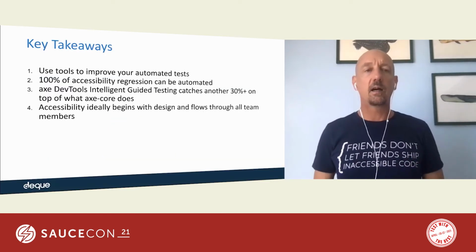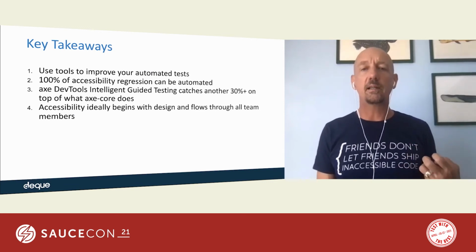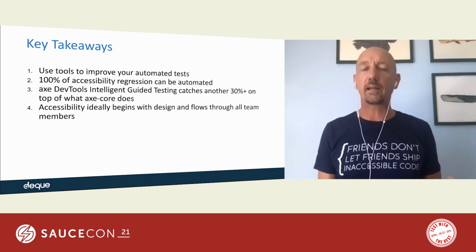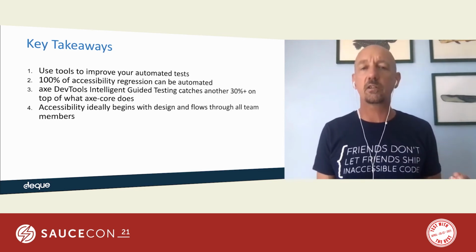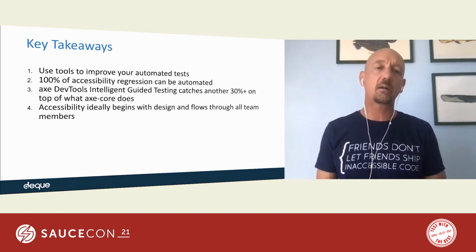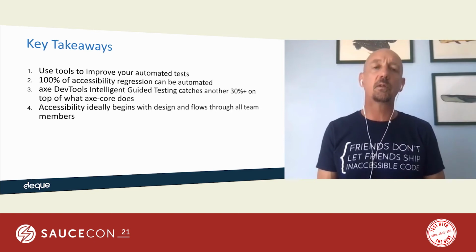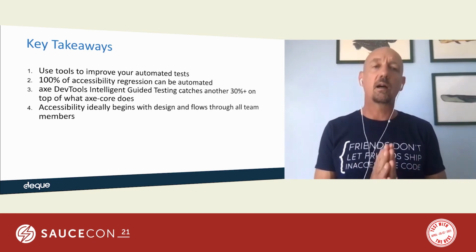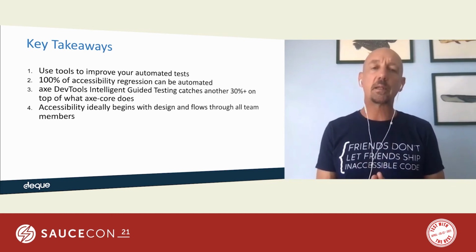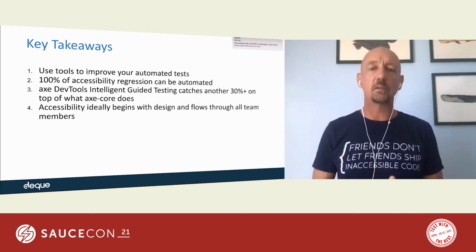And then the key takeaways: if you do this, really you add another 30% of automation on top of what Axe Core can help you do. So the Axe DevTools Intelligent Guided Testing helps you catch another 30%. So what are the other key takeaways? Use tools to improve your automated tests. Tools like Axe DevTools can really help you. If you do this, 100% of your accessibility regression can be automated. And remember that accessibility ideally begins with design and flows through all team members.